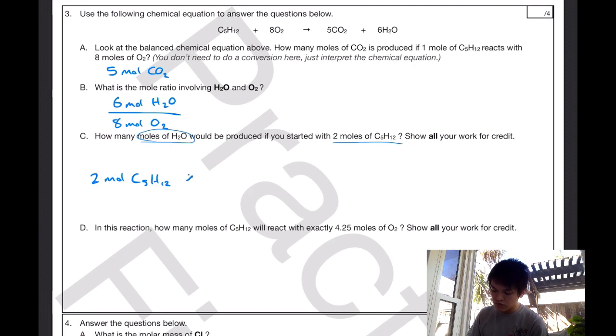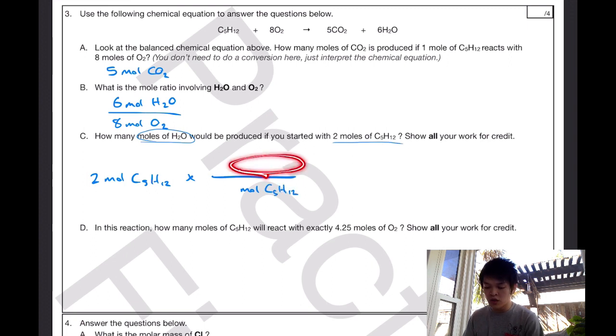We are trying to convert from one unit to another unit, so times, draw a line. The unit that goes on the bottom is the unit that you're starting with, which is moles of C5H12. The unit that you're writing on top is the unit that you circled already, moles of H2O. Notice that this is a mole ratio.